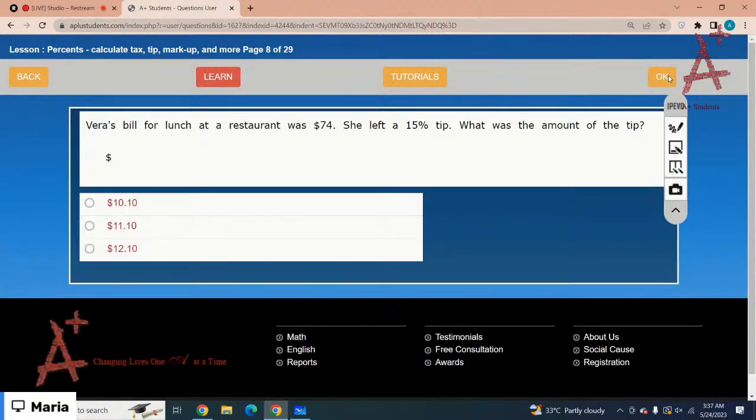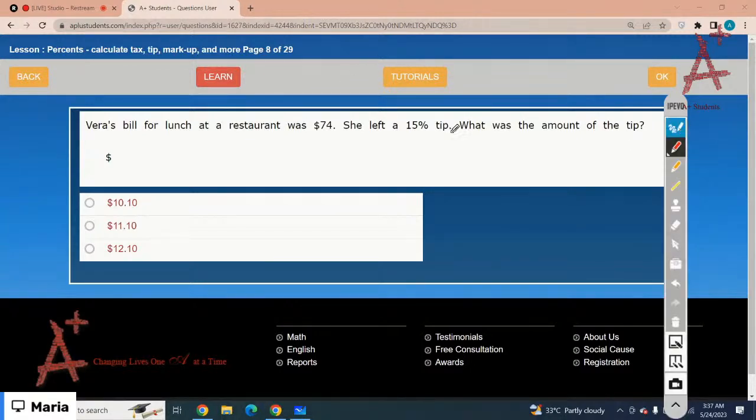Veera's bill for her lunch is $74. She left 15% tip. You have to calculate 15% of 74. It would be 0.15 times 74. That is 11.1. So that means the tip she has to pay on $74 is 11.10. Got it?